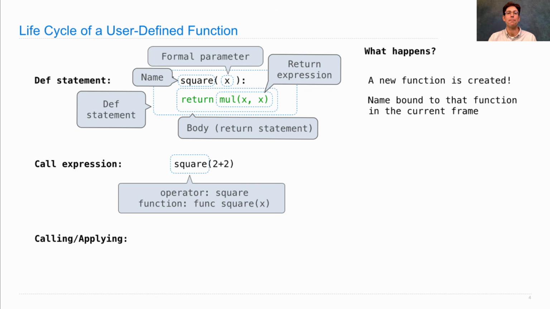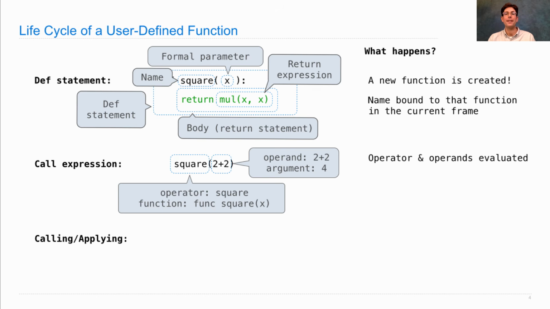That's a call expression. The operator is the name square. Its value is the function that squares, the one that we just defined. Okay, there's an operand in between parentheses. An operand is an expression, in this case 2 plus 2. It evaluates to a value 4, which is the argument of the function. So, when we reach a call expression, we evaluate it by evaluating the operators and operands, and then calling the function on the arguments.